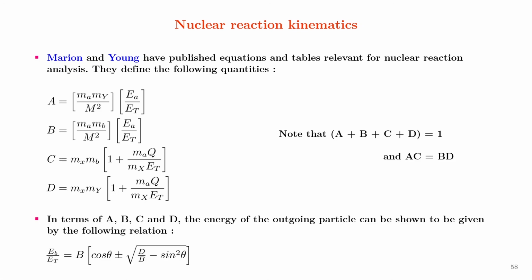In terms of A, B, C and D, the energy of the outgoing particle can be shown to be given by the following relation. That is, EB over ET equal to B times cos theta plus or minus square root of D over B minus sin squared theta.